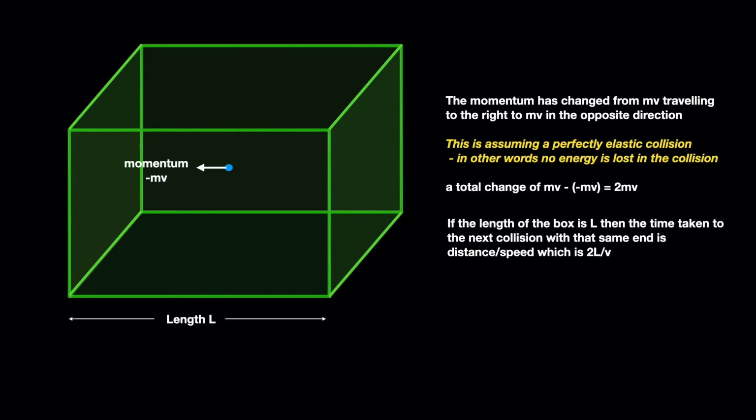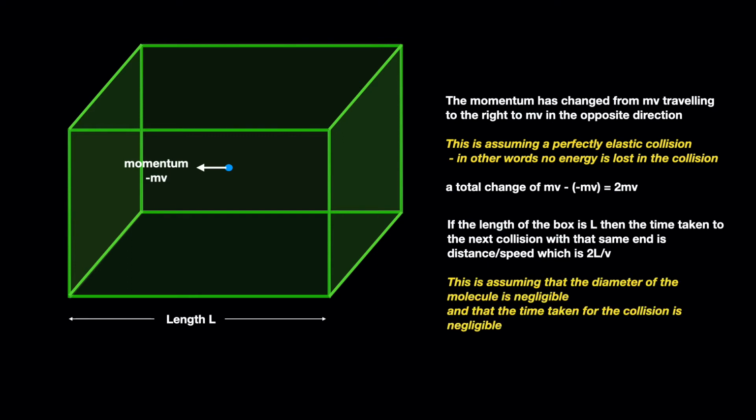Now the second step is to find how long it will be between collisions. If the length of the box is L, then before it hits that face again, it will have to travel a distance 2L. Yep, that's right, the molecule has to go 2L. And at a speed of v, that gives a time taken to go there and back of 2L over v. That's distance divided by speed. And in doing this little calculation, we make another assumption, that the actual distance travelled is 2L, and that means we have to neglect the size of the molecules, to say that is insignificant.